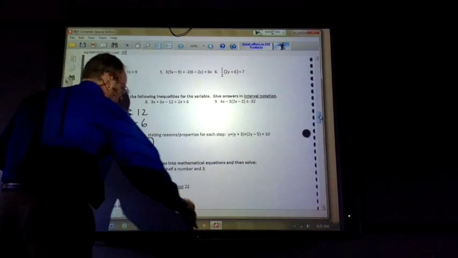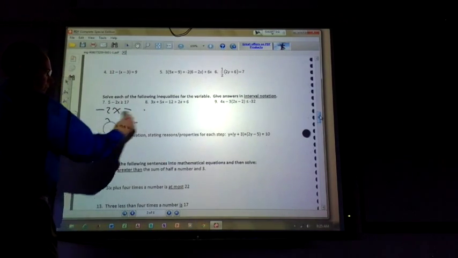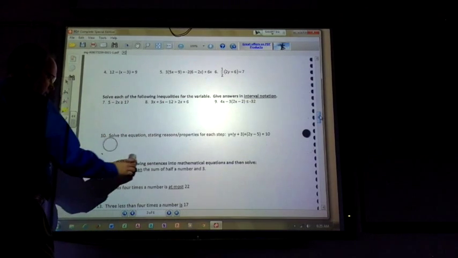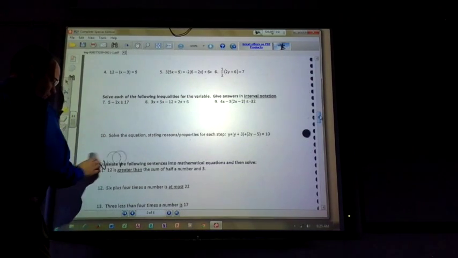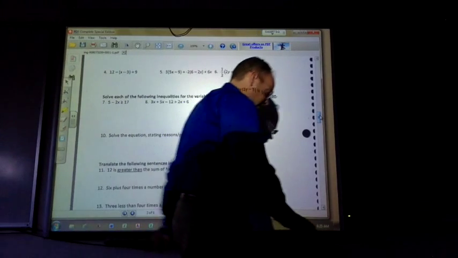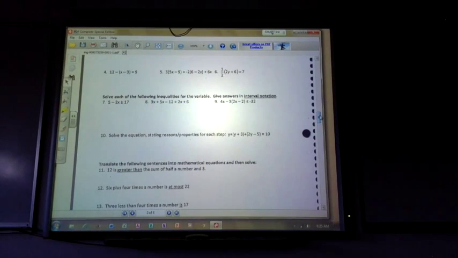All right. Let's see if you can figure out number 8. Talk it through a little bit. Exact same thing. Number 8, where should we start?